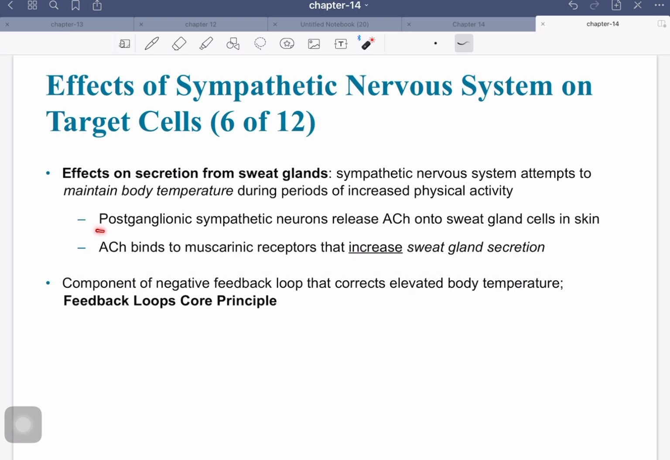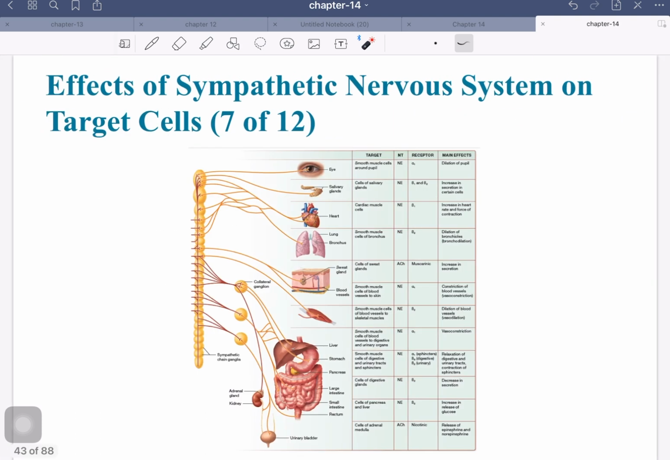So the postganglionic sympathetic neurons release ACh at the target of the sweat glands in the skin. And the ACh binds onto the muscarinic receptors. Remember, there's different categories of receptors. So muscarinic receptors. And this will increase sweat gland secretion and therefore help to lower the body temperature.